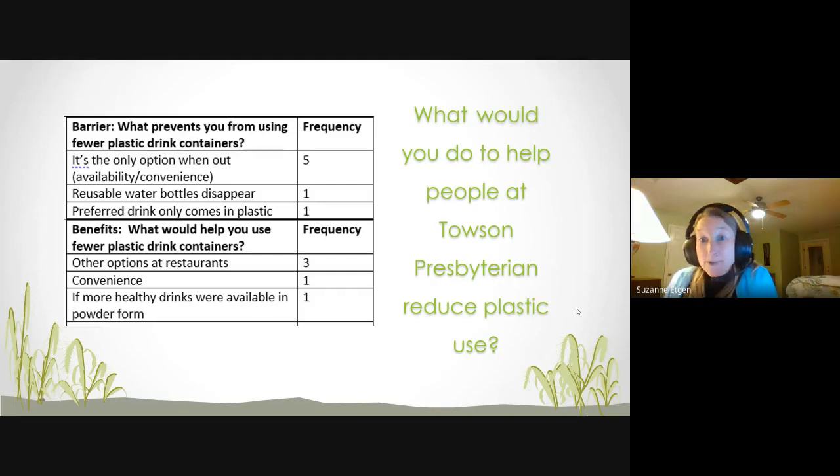If there were other options at restaurants, anything that made it convenient to not use a plastic container, or if more healthy drinks were available in powder form. It's interesting that I think most people were thinking about a drink and not water, if you sort of read the comments. So that was really interesting. There certainly are some barriers about drinking tap water.